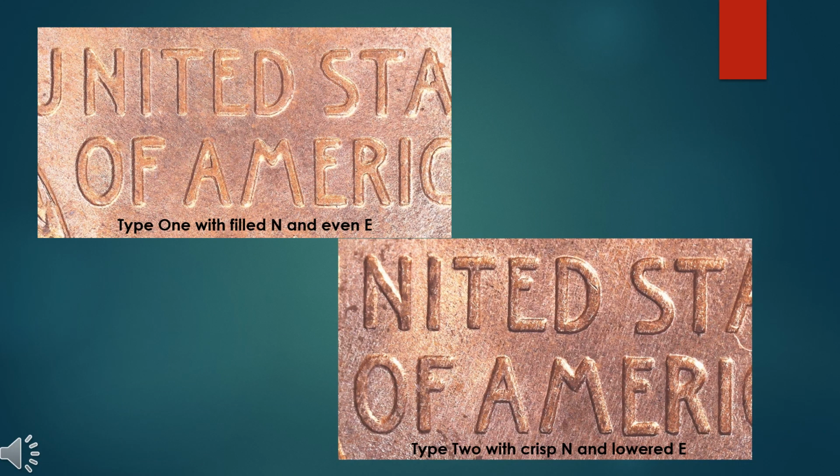The difference from Type 1 to Type 2 are seen here. Type 1 with a filled N in United, and the bottom of the E is even with the M and the R. Type 2 shows the N is clean and the E is lowered. Type 1 is the version that Brenner submits early in 1909. The Type 2 is the version Barber creates to fix issues with Brenner's design.